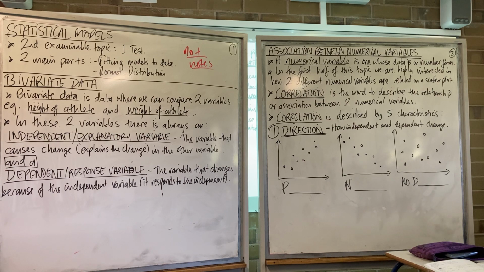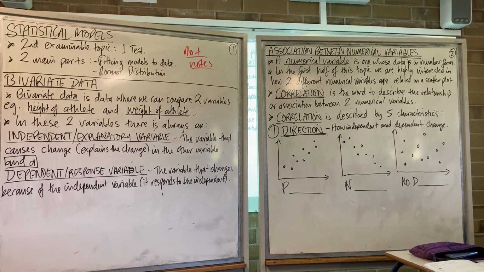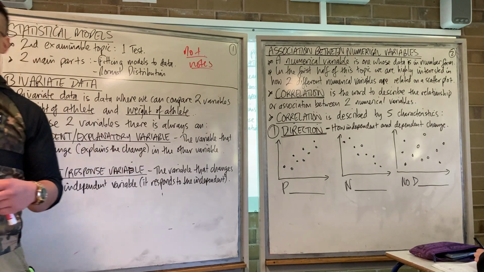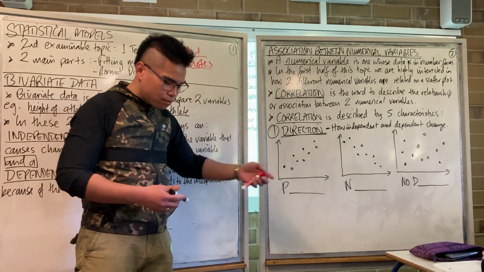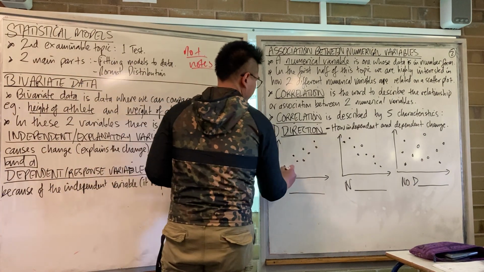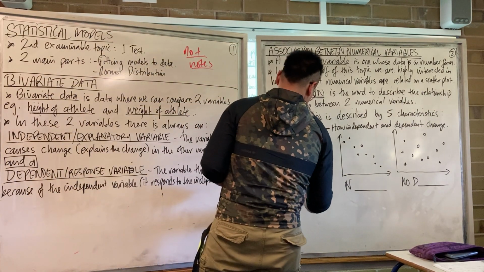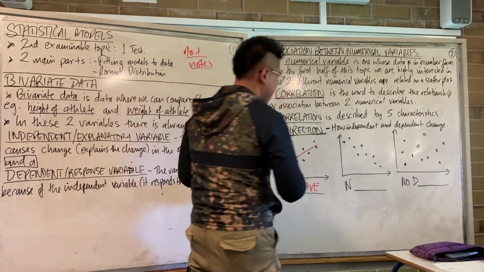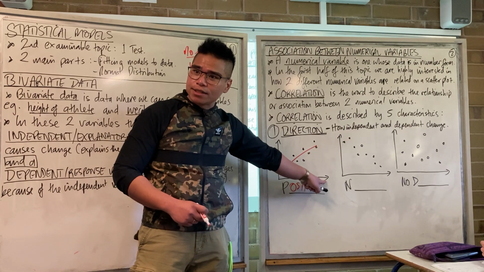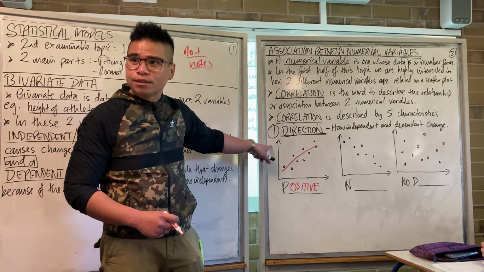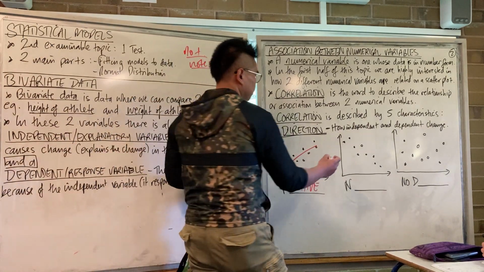Correlation is the word we use to describe the relationship between two numerical variables. Correlation is described by 5 characteristics. So the first is direction. Does anyone know what direction this data is going? Positive. Why is it positive? Because as the x data increases in size, what's happening to the y data? It's also increasing. What would this be then? Negative.